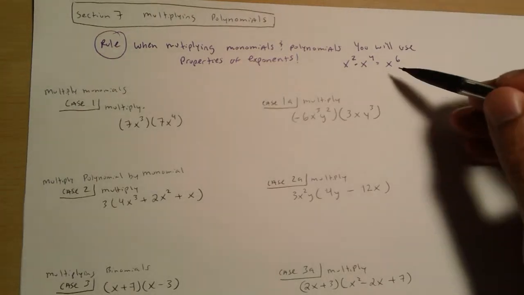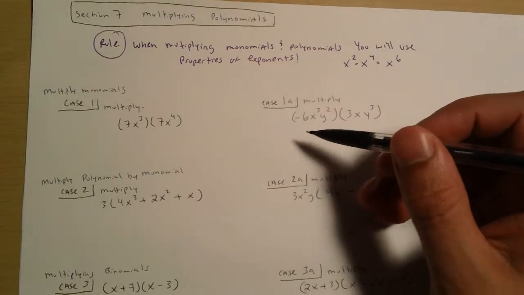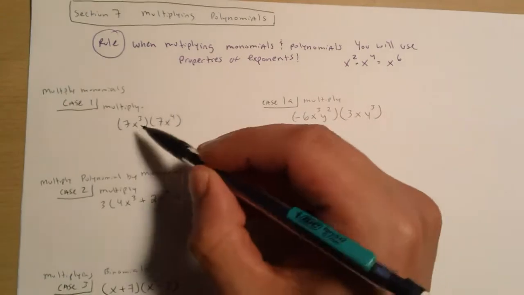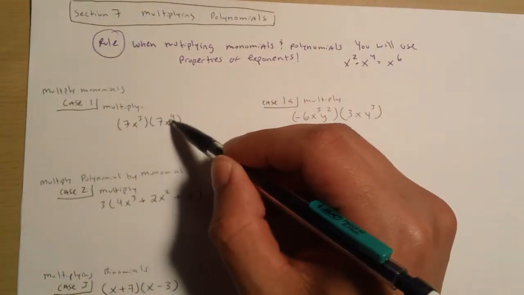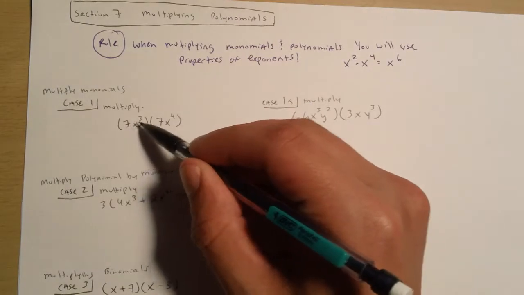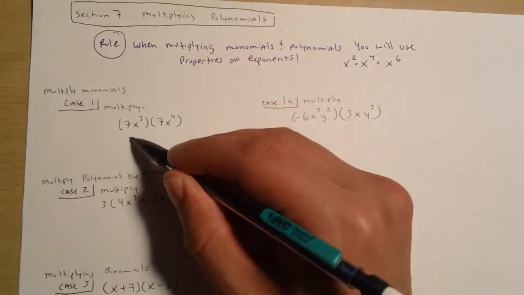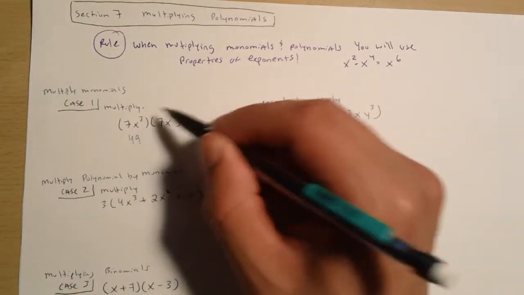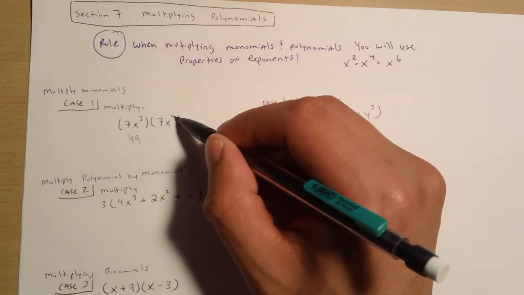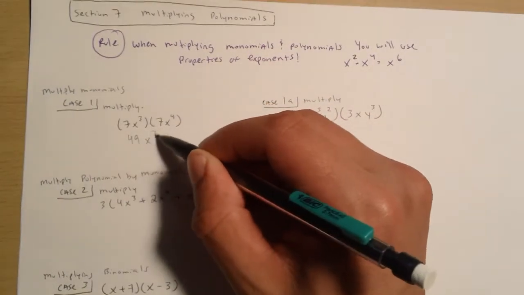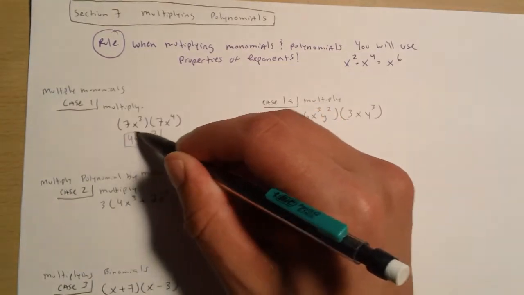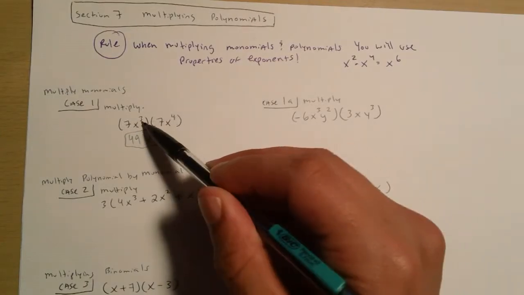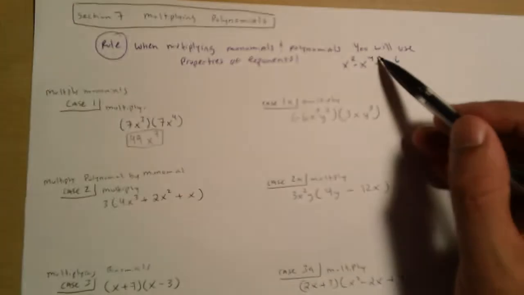So I'll just jump into the examples and explain them to you. First case, we're multiplying monomials. We're asked to multiply 7x cubed times 7x to the 4th power. Let's look at it piece by piece. 7 times 7 will give you 49. And now x to the 3rd power times x to the 4th power will give you x to the 7th. And that will be our final answer. Remember, we have to add the exponents, just like we did over here.